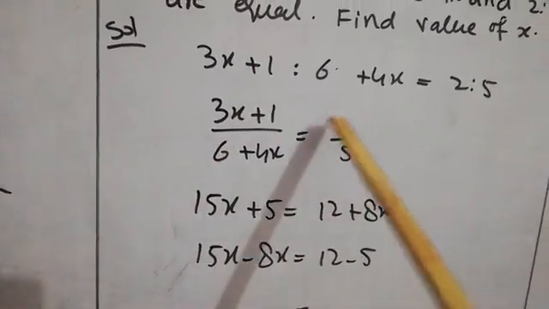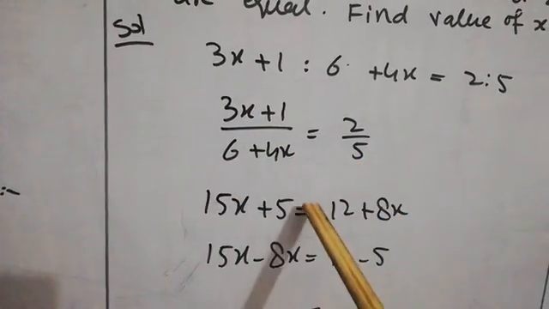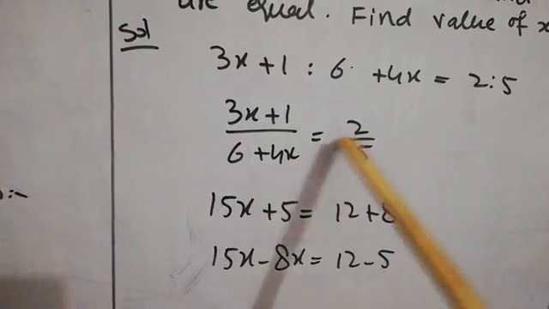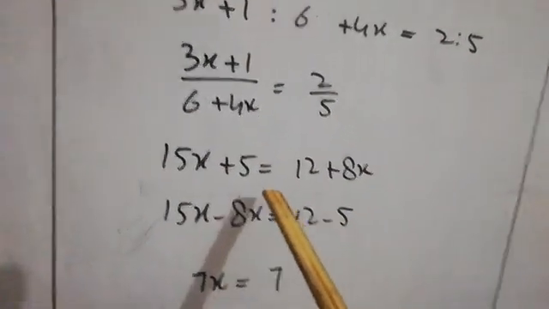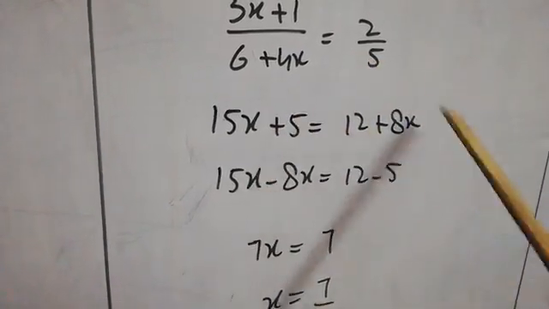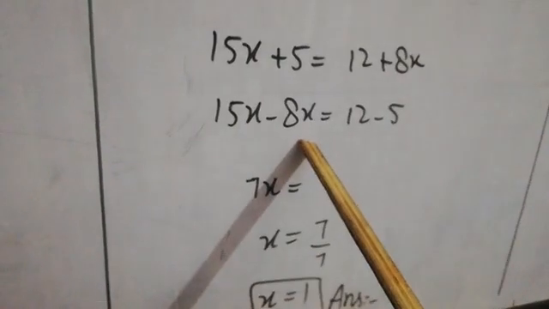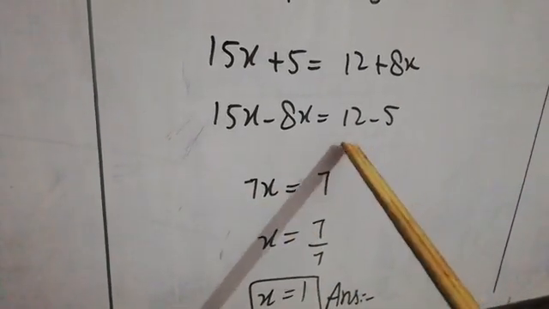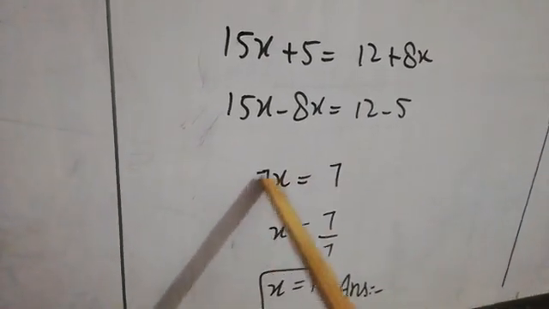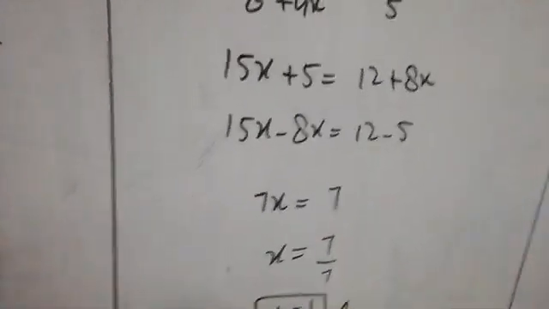Then cross multiplication. 5 3s are 15x, 5 1s are 5, 2 6s are 12, 4 2s are 8x. Now my dear student, 15x minus 8x is equal to 12 minus 5. 15 minus 8 equals 7x, 12 minus 5 also equals 7. We will divide the equation by 7 on both sides and get x equals 1.